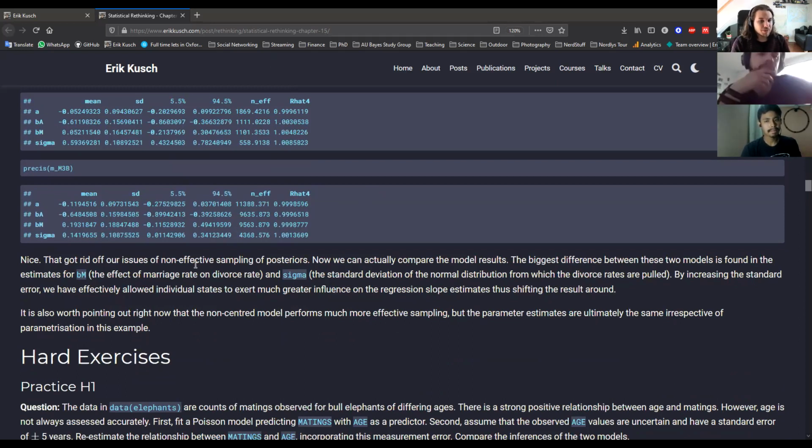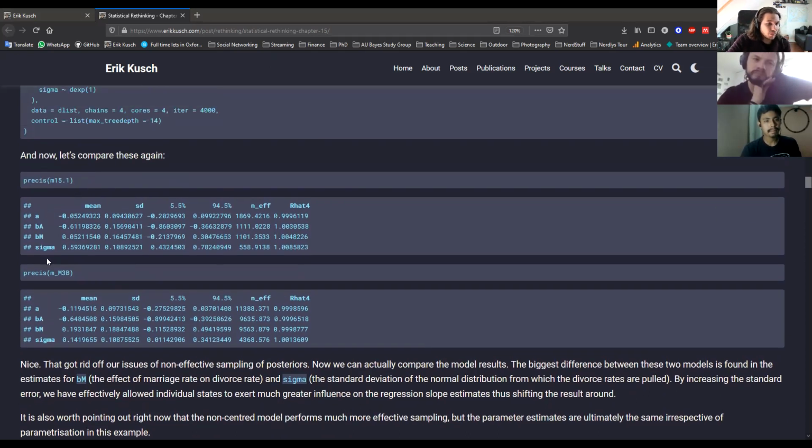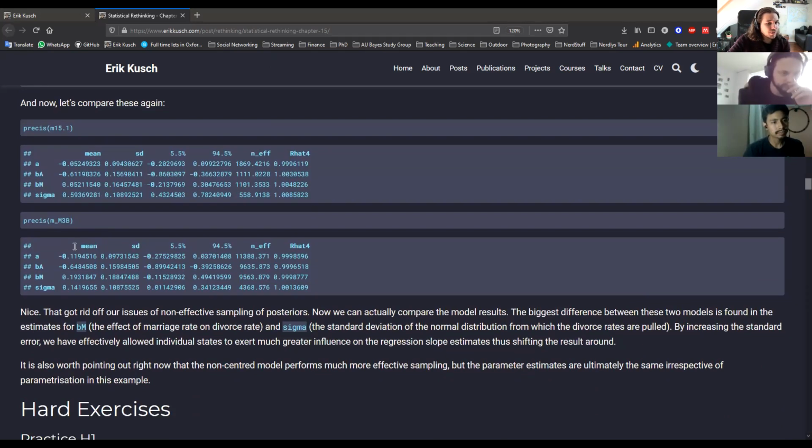Now that we've got rid of the issue, the big thing to point out here is that alpha has almost stayed the same, BA has almost stayed the same. Only really sigma and BM have changed, and the BM coefficient has increased, as a matter of fact. What am I saying here? By increasing the standard error, you have effectively allowed individual states, where divorce rate is super high, for example, and marriage rate is super high, to inform the model much more strongly than previously.